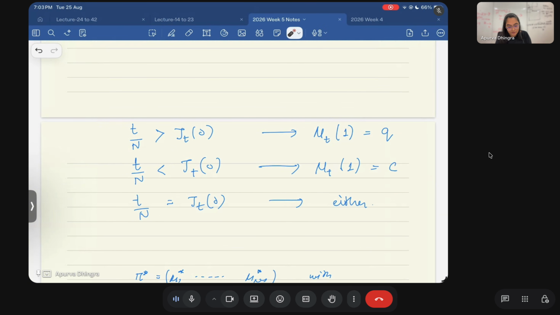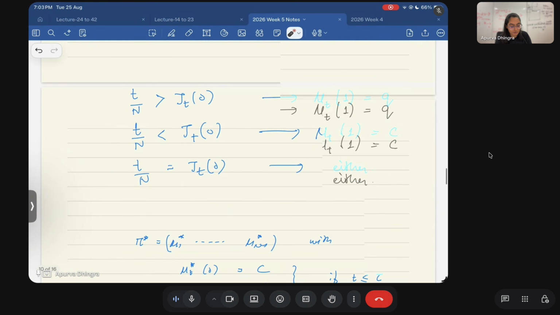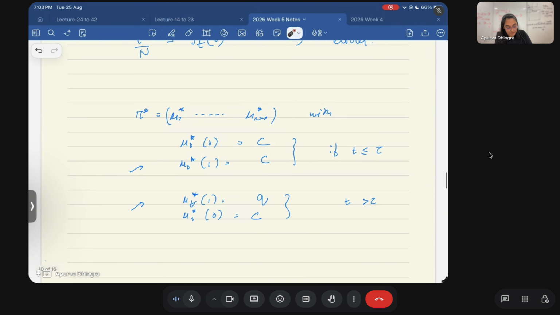If your t by n is greater than this, whatever this value is, then it's better to quit. If your t by n is less than this, then it's better to continue. If they're equal, then you can do whatever you want. That means you're roughly getting an optimal policy out of here already. So let's look at this policy again.